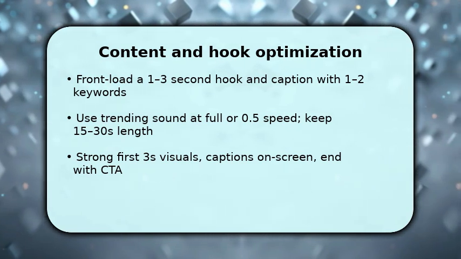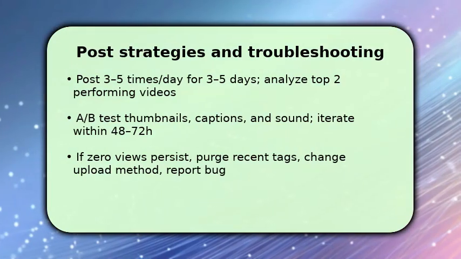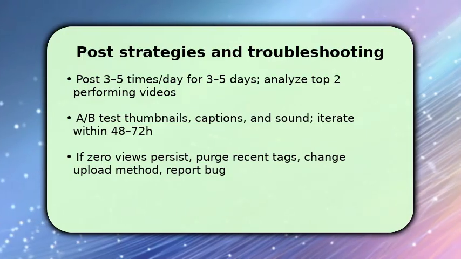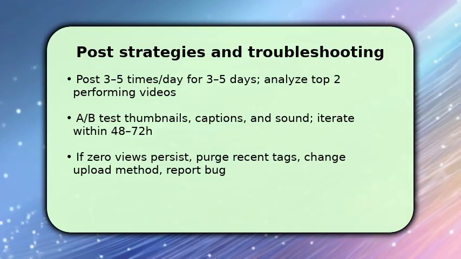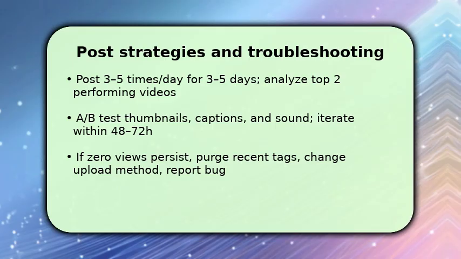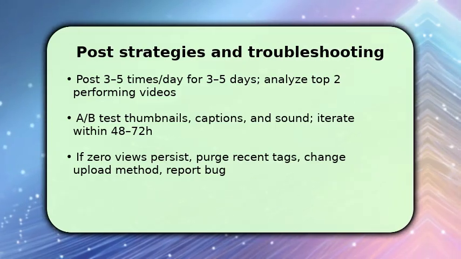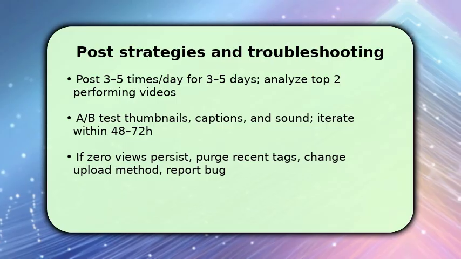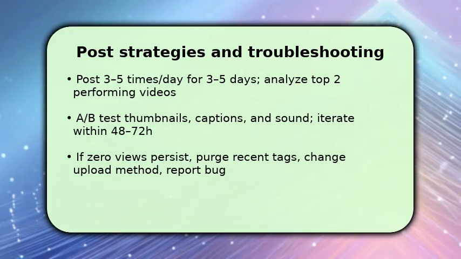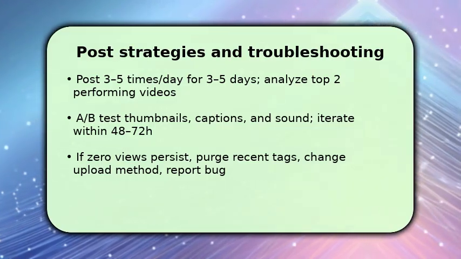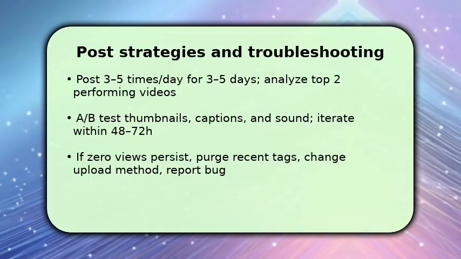Finish the process by establishing a short burst schedule. Post 3 to 5 times a day for 3 to 5 days to generate enough data. You then analyze the top 2 performers and A/B test thumbnails, captions, and sounds, iterating within 48 to 72 hours to capitalize on momentum. If you still see 0 views, try troubleshooting.